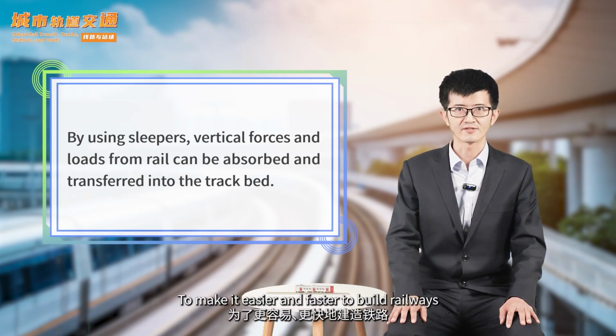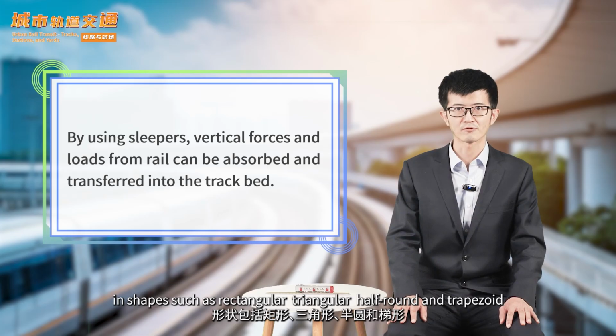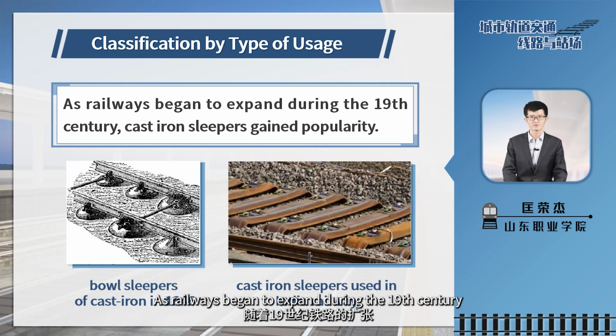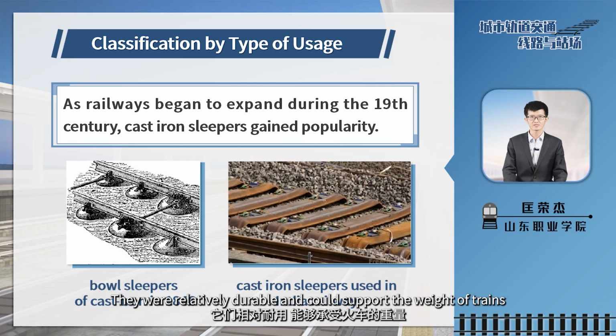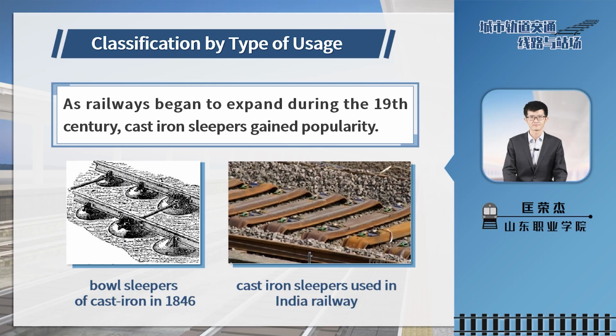To make it easier and faster to build railways, transverse sleepers made of wooden beams or logs were then used in shapes such as rectangular, triangular, half-round, and trapezoid. As railways began to expand during the 19th century, cast iron sleepers gained popularity. They were relatively durable and could support the weight of trains. And today, those sleepers can only be seen in a few countries.